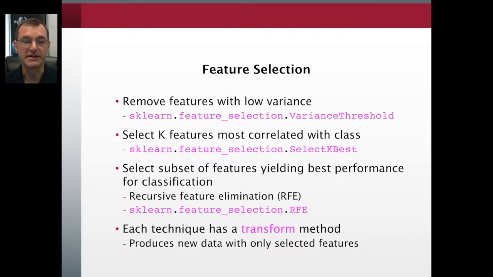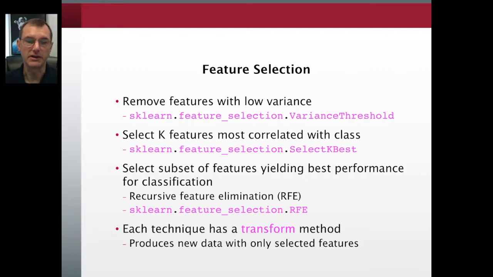In all three of these cases, in fact, all of the feature selection techniques, there is a transform method that, once you've identified the subset of features, will transform your original data into a new set of data that only uses those features. And so after we select the set of features that we want to move forward with, we'll then call this transform method on the original data, and that'll produce a new data set from which we can learn using the subset of features.